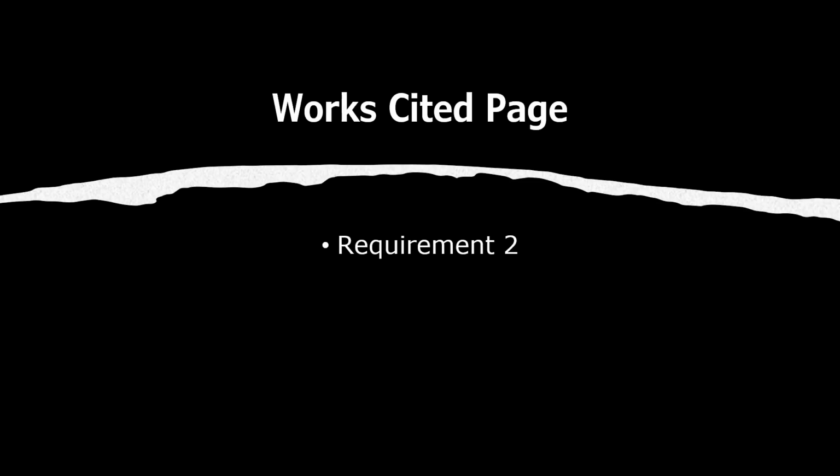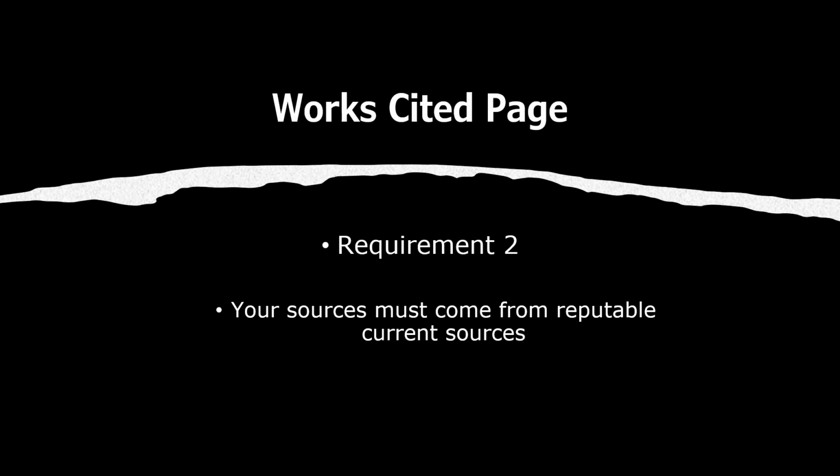The next requirement is that you want to make sure that your sources are coming from reputable current sources. In the first portion where you were gathering your information, you went through and I told you to fact check your sources. Here, you want to make sure that your sources are no more than 2 to 5 years old. The reason for this is that your information is more apt to be believable and better with more current sources.